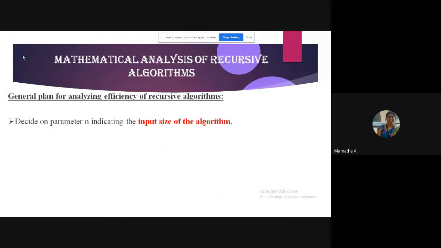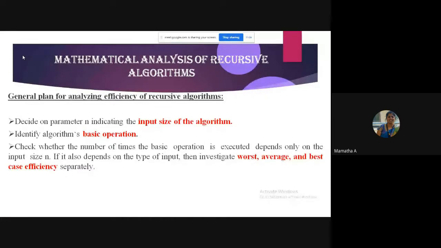So you know that the first step is to decide the input size of the algorithm. The second is identifying the algorithm's basic operation. The third is checking whether the number of times the basic operation executes depends only on the input size or on the type of input we give. If it depends on the type of input, I have to investigate 3 cases: worst, average, and best.